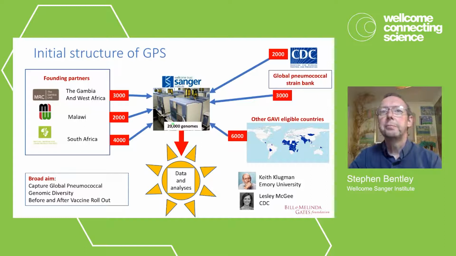So important to point out that in this phase of the project, all of the sequencing was done at Sanger. So the DNA was sent directly to Sanger from the project partners, or they sent strains to CDC where the DNA was extracted. But all sequencing was done at Sanger. And then the majority of the analysis, at least initially, was done at Sanger, and then as time has gone on, more and more partners have got involved in the analysis process.